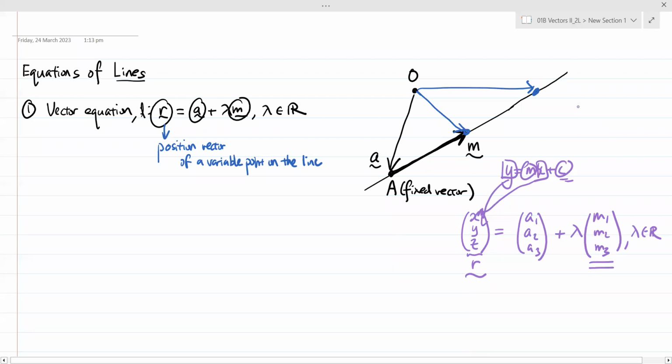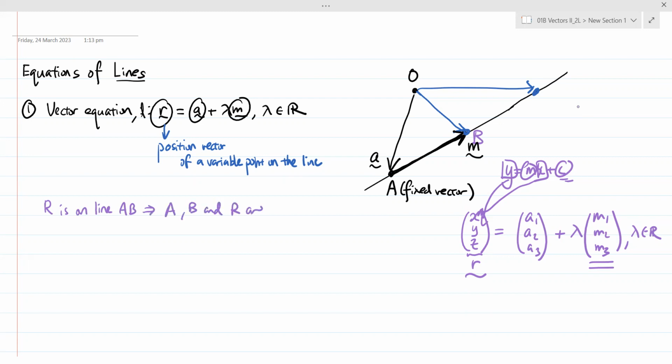The other way to see this is, if I have a line like this, let's say this is the line AB, and this is B. Go back to Vectors 1, right? r is on line AB. Another way of saying this is that A, B, and r are collinear.